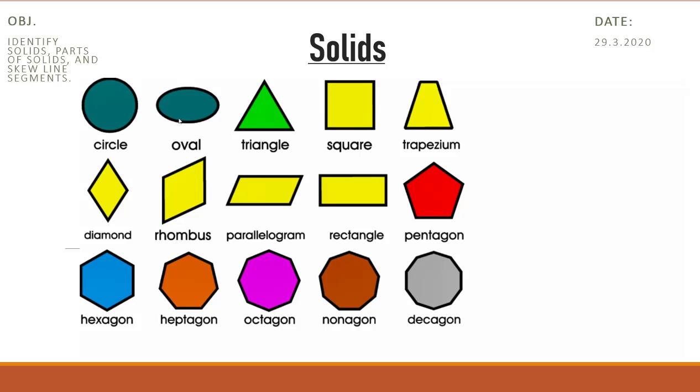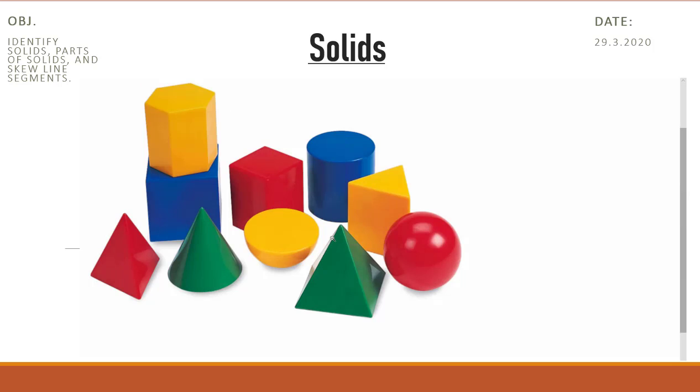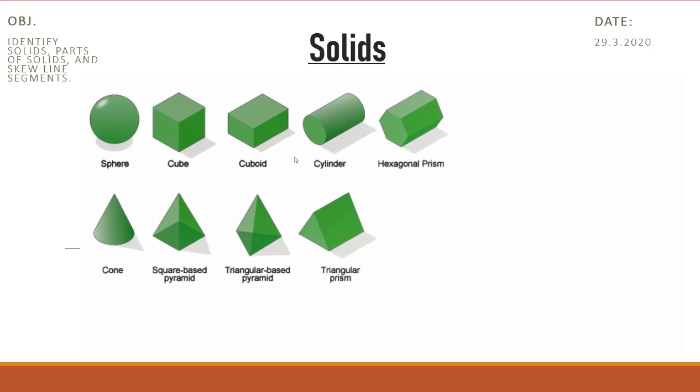We know about two-dimensional shapes, and we know that shapes may be polygons. Now we'll talk about solids. Solids are objects that do not lie flat in a plane. They have length, width, and height.